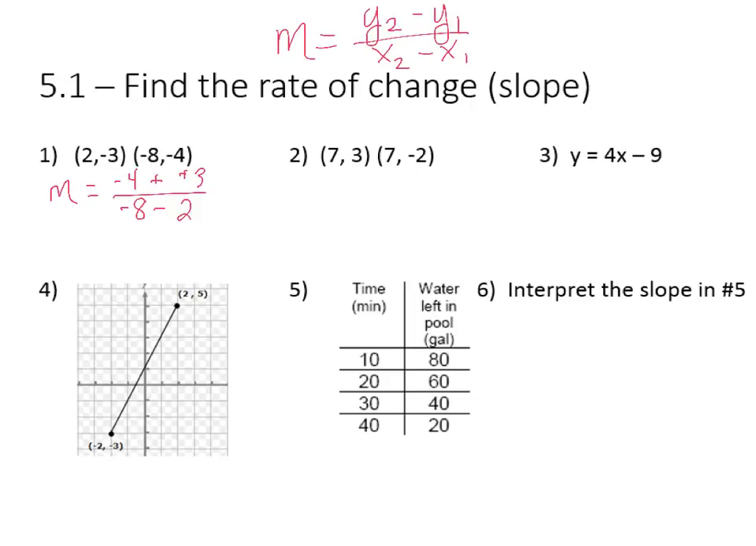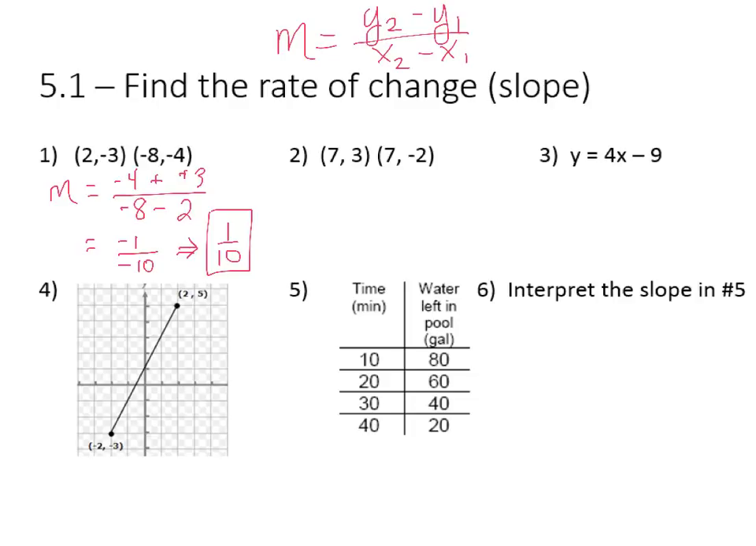So that's a negative 4 plus 3. That's a negative 1. Be careful with your signs on this slope formula. And that's going to be over negative 10. That would simplify to a positive 1/10. So that's our slope.